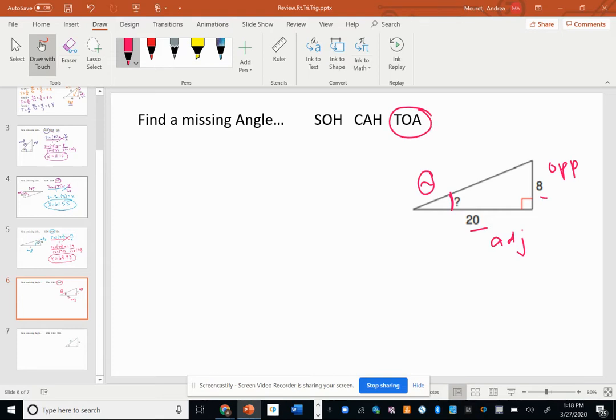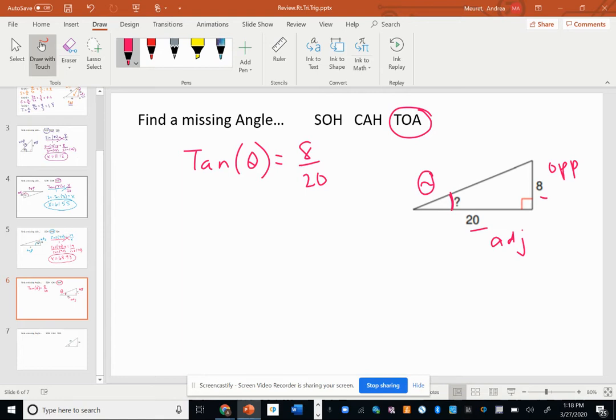So what I know so far is that the tangent of theta is equal to 8 over 20, 8/20. Well, I need to know theta itself, and if I know its tangent is equal to 8/20, I can use a function called inverse tangent.